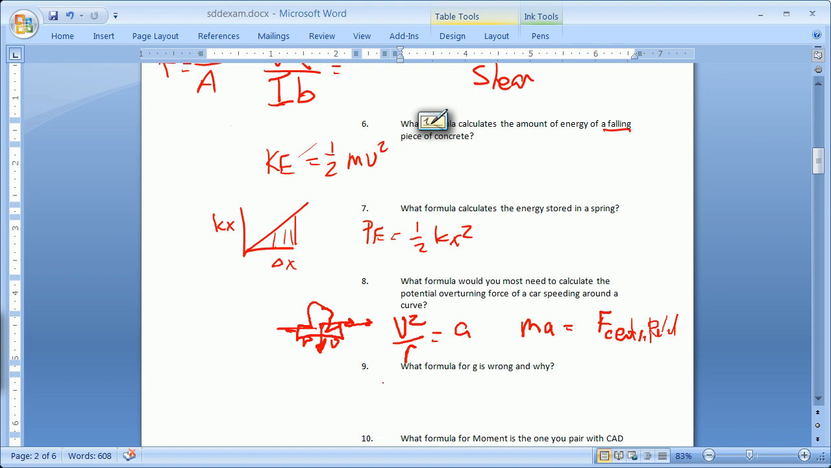What formula for G is wrong? Of course, G, the formula for the acceleration constant, is equal to big G times the mass of the earth over r squared. The second mass in front of each of them makes that weight.